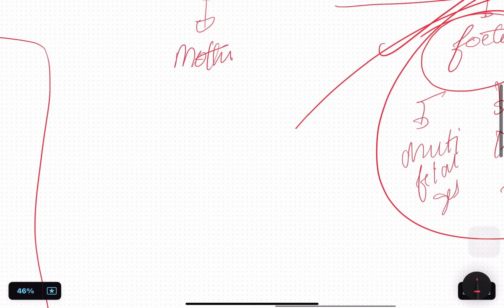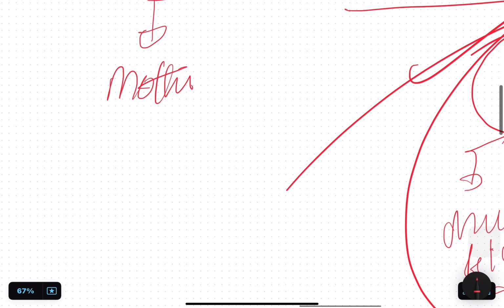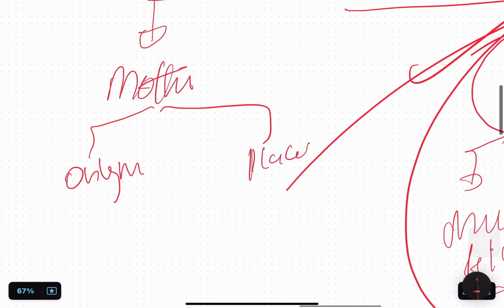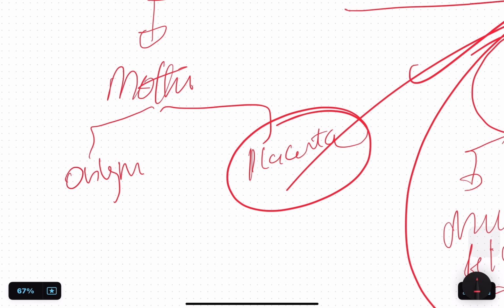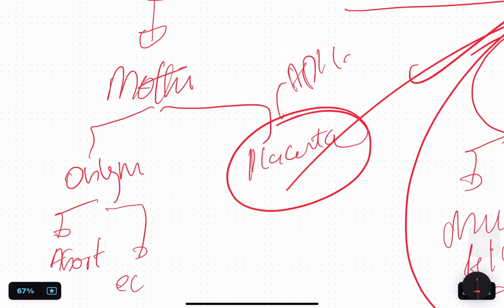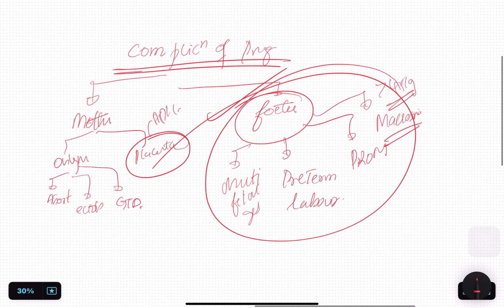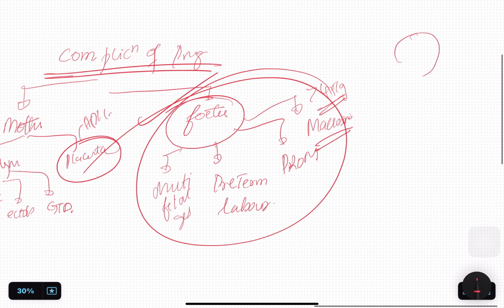Done. Now coming to the mother. Mother as such is two: only mother or placenta. Under placenta, we discussed abruptio placenta, placenta accreta spectrum, antepartum hemorrhage. All these things come under placenta. Mother alone, you might have complications of abortion, ectopic, and also gestational trophoblastic disease.